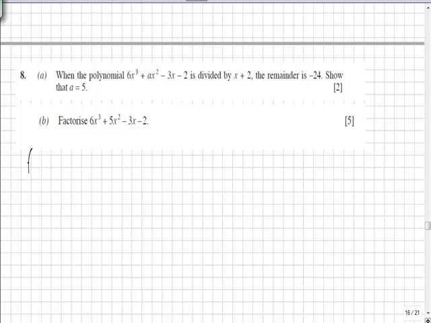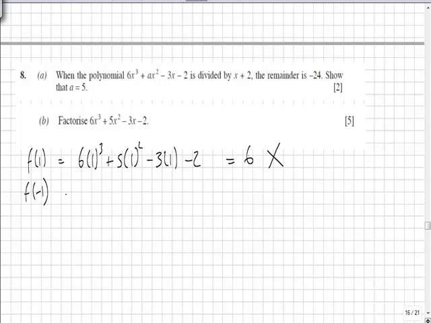So starting with substituting in 1, I can see we're going to get 6 lots of 1 cubed plus 5 lots of 1 squared minus 3 lots of 1 minus 2. That gives us 6 plus 5, which is 11, minus 3, which is 8, minus 2, which is 6. So 1 is not a factor.